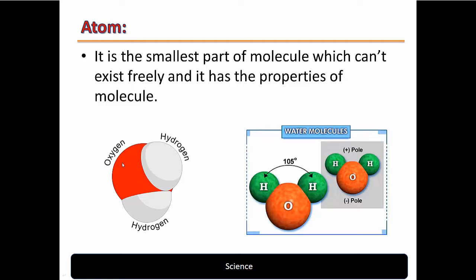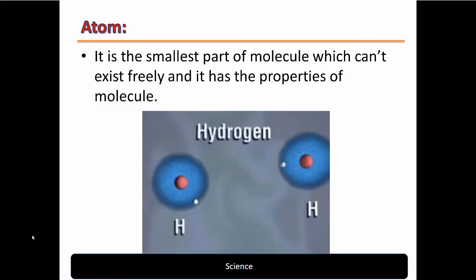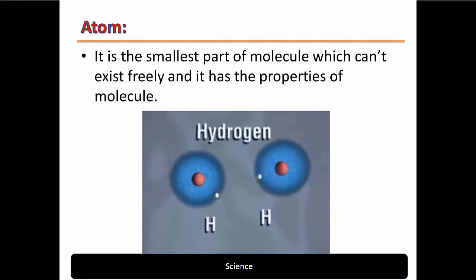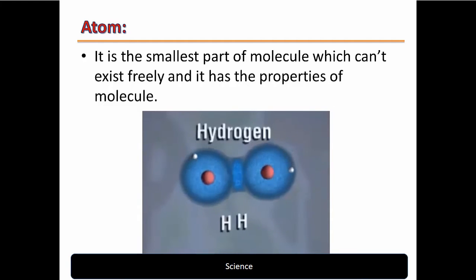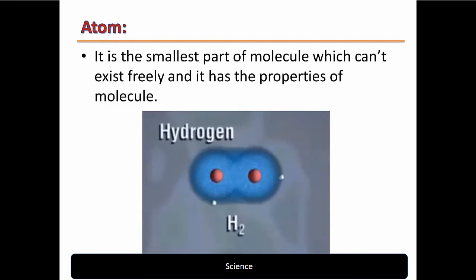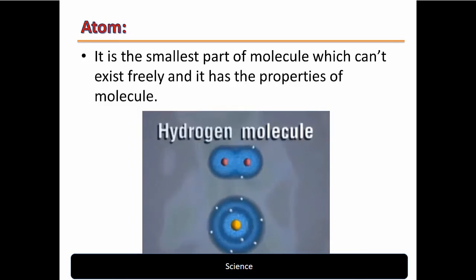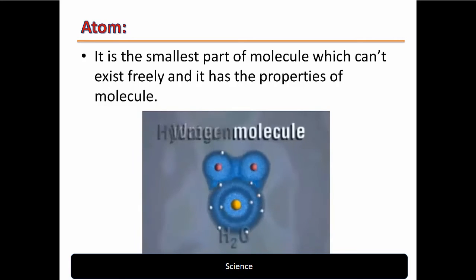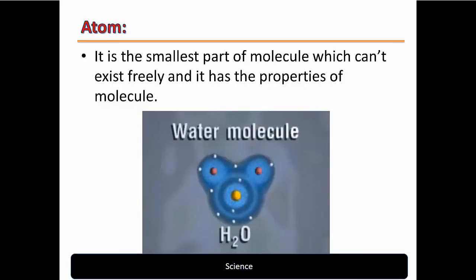It consists of one oxygen atom and two hydrogen atoms. These are two hydrogen atoms. When these two hydrogen atoms combine together, they form a hydrogen molecule. So each hydrogen molecule consists of two hydrogen atoms. When these two hydrogen atoms combine with another oxygen atom, they will form a water molecule. So each water molecule is formed from two hydrogen atoms and one oxygen atom.